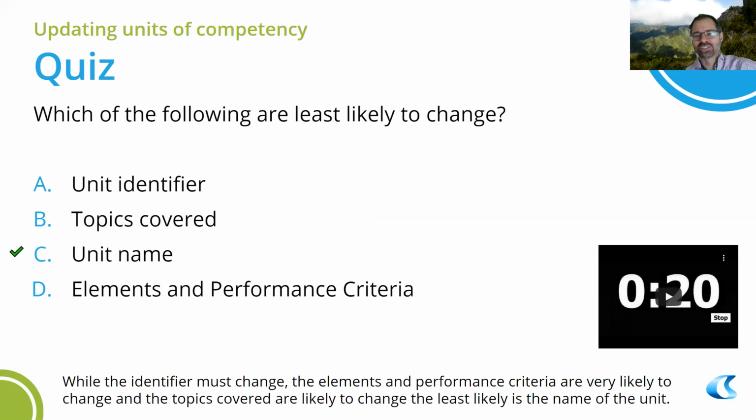This is a non-scientific quiz. The way I've seen it, most updates seem to be an update to the ID, and then the topics covered and the elements and performance criteria. Those are the things that change. But the unit name tends to stay the same. They might have a little bracket afterwards saying release 1, release 2, release 3 or something, but really the actual unit name is pretty much the same.